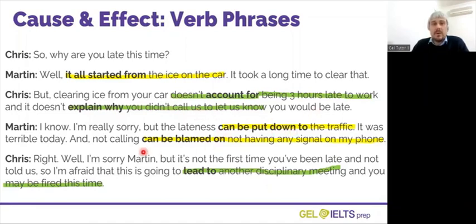"Can be put down to" and "can be blamed on" both introduce causes. In this case, they are negative causes, bad traffic and no signal. But "can be put down to" can also be used to introduce positive causes. For example, receiving a big bonus can be put down to his hard work.